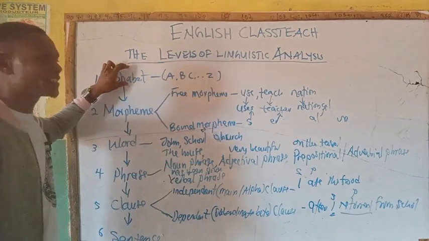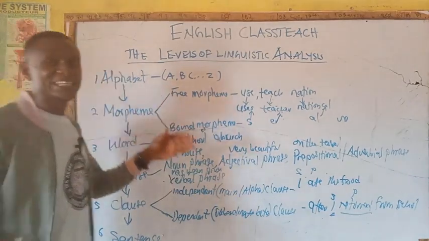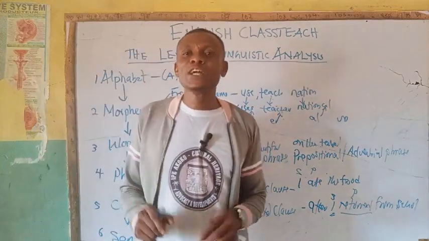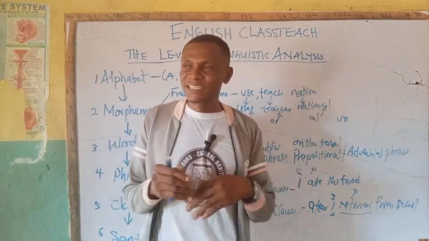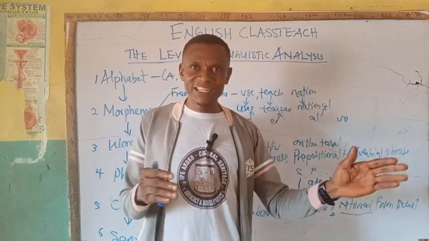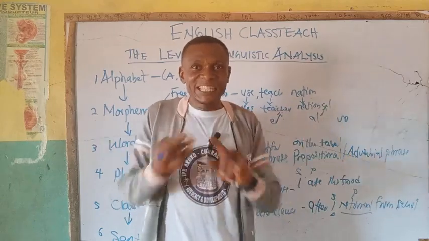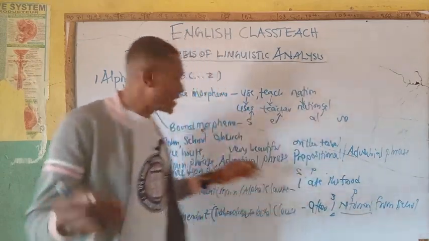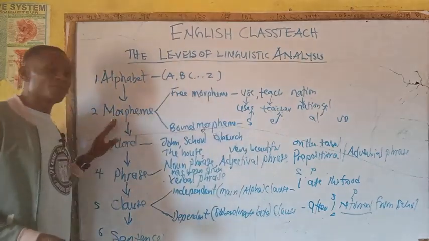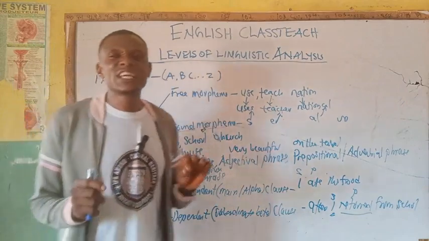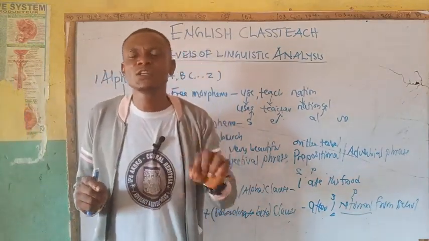Don't forget what an alphabet is. I said it's a set of letters used to write a language. That is A, B, C, D to Z. They are just letters that are used to form or to write a language. Then I also talked about morpheme. I said a morpheme is the smallest meaningful unit of a language.